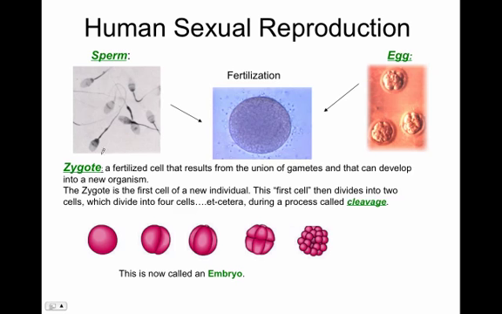In human sexual reproduction, we've talked about already sperm and egg. When they unite, that's called fertilization, and it creates a zygote. So these are gametes. When gametes fuse, the fertilized egg is now called a zygote. And a zygote has the full complement of chromosomes in DNA. This has half, this has half.